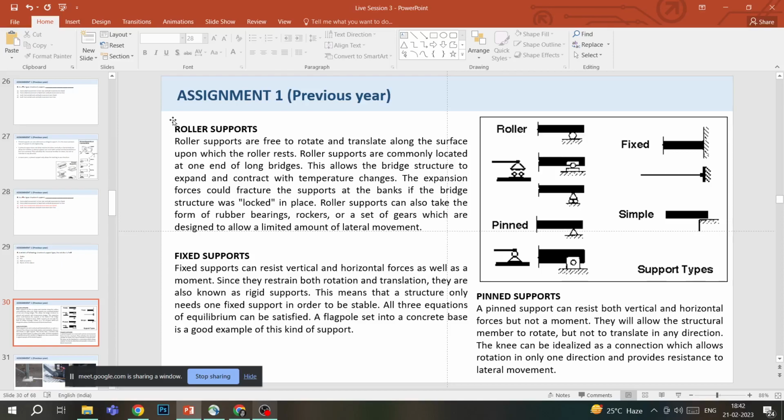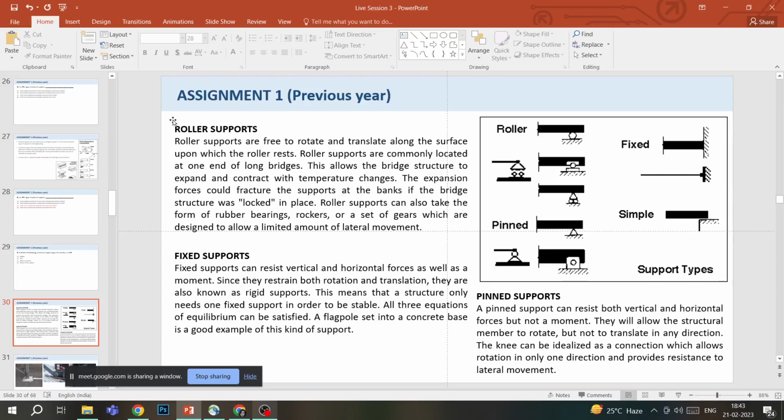Basically we use rubber bearings, rockers, gears, balls, whichever, to design a roller support and to allow a limited amount of lateral movement. I'm not saying that because of the roller or whatever kind of bearing is provided, the lateral movement is allowed a lot. It is not allowed a lot. It is a limited amount of lateral movement, but some amount of it is allowed.